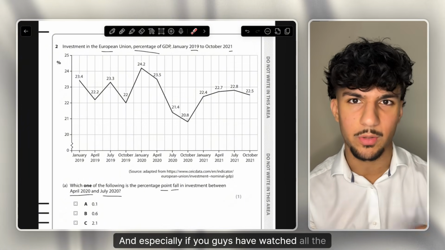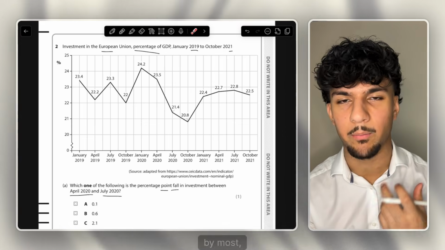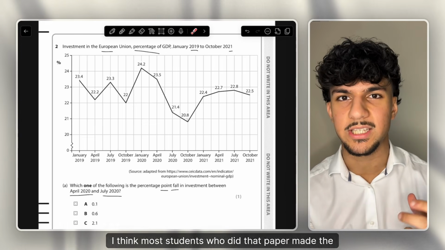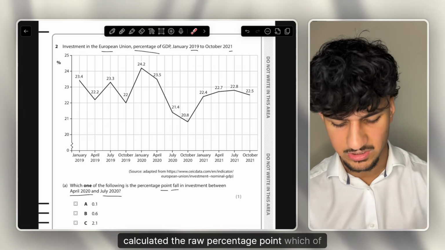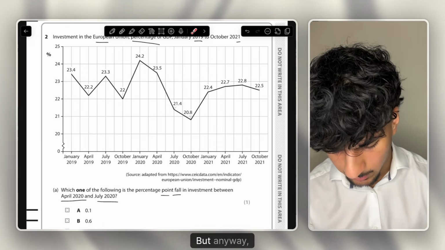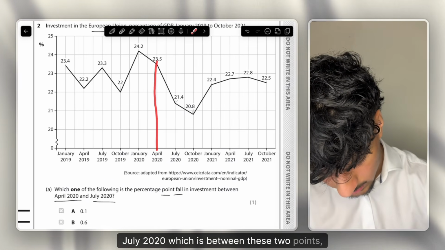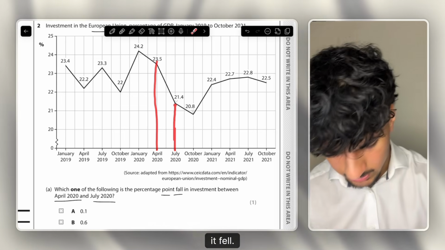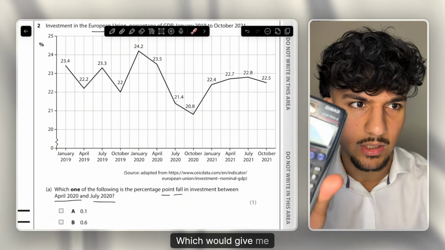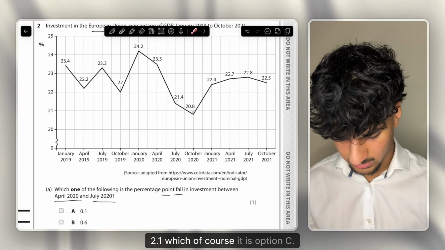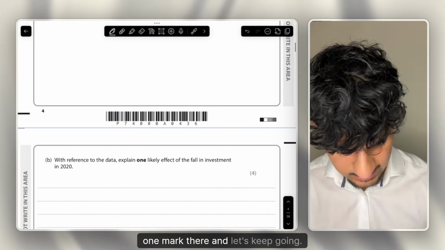And especially if you guys have watched all the past paper videos, I believe it might be 2017 where most students who did that paper made a common mistake. Instead of calculating a percentage change, they calculated the raw percentage point, which of course would mean they did not get the mark. But anyway, between April 2020 and July 2020, which is between these 2 points, it fell. So it's basically 23.5 take away 21.4, which would give me 2.1, which of course is option C. So that's very easy, very quick, 1 mark there, and let's keep going.